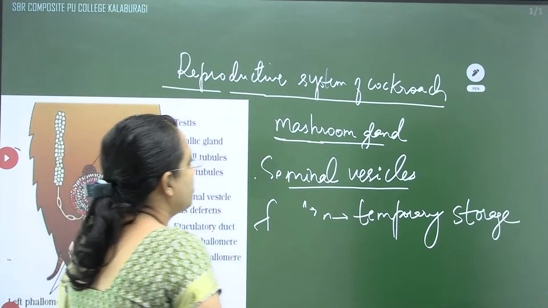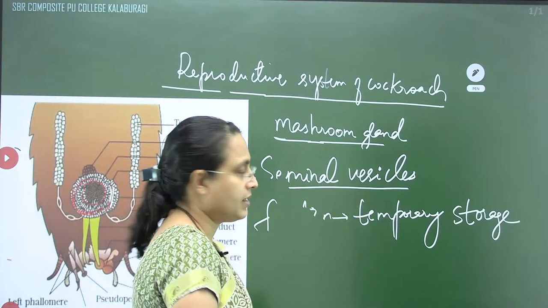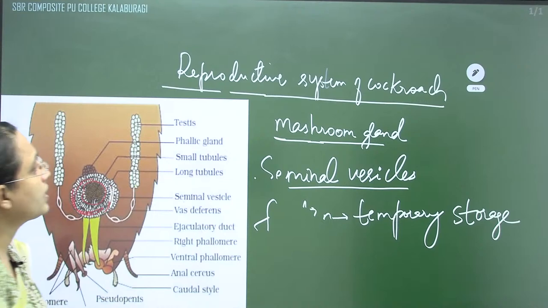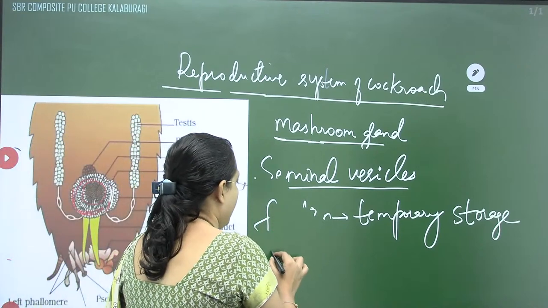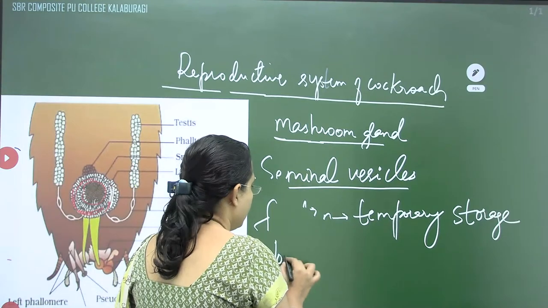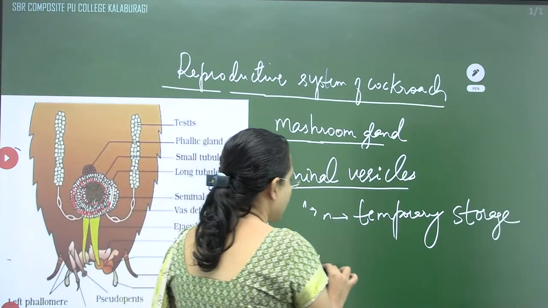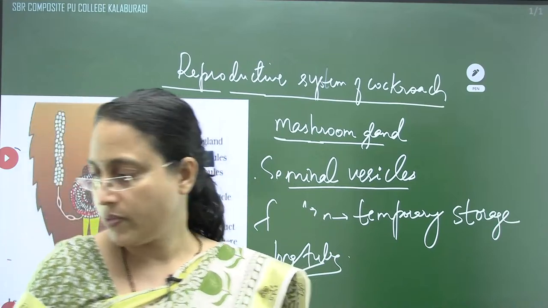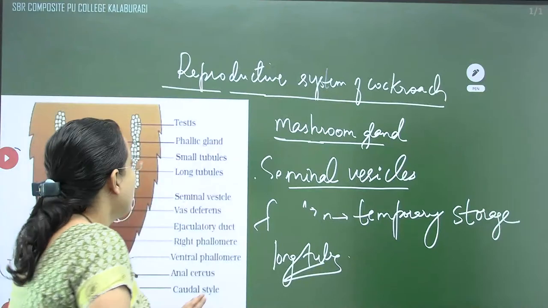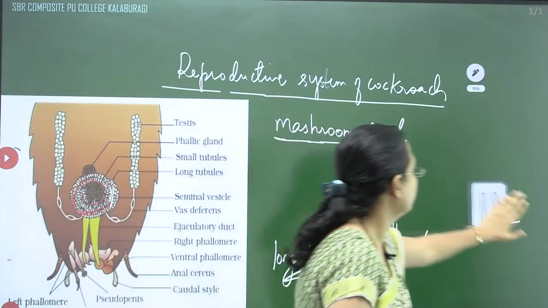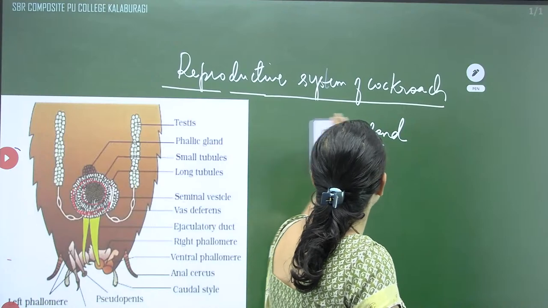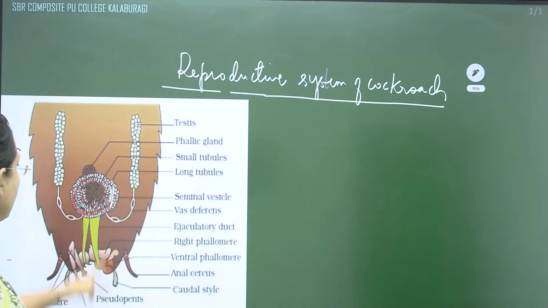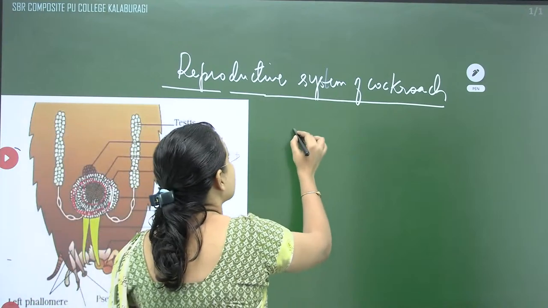Now these spermatophores start forming in seminal vesicles. And how do these walls form? By the secretions of the mushroom gland. For example, a long tube can give rise to one of the walls of the spermatophore, that's the inner one. So it was about the mushroom gland, and now coming to the ejaculatory duct.